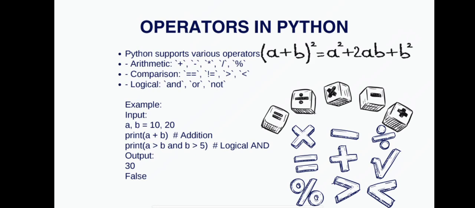How do we perform calculations and comparisons in Python? Python supports various operators. Arithmetic operators include plus, minus, multiplication, division, and modulus. Comparison operators include double equals, not equals, greater than, and less than. Logical operators include and, or, and not. Here is an example. a, b = 10, 20. print(a + b) # addition. print(a > b and b > 5) # logical a and b. This prints the sum and a logical comparison.